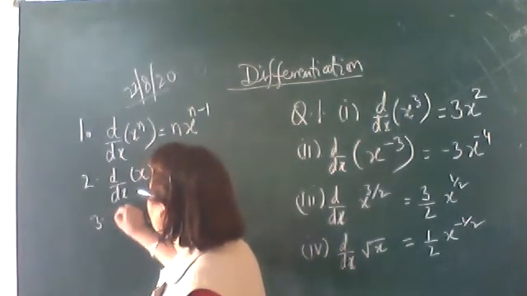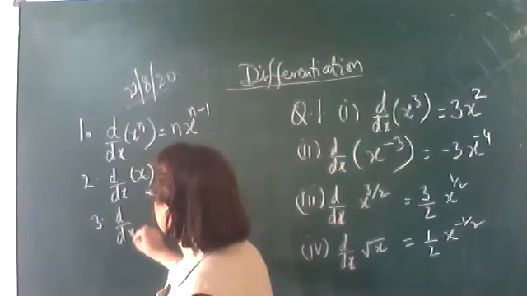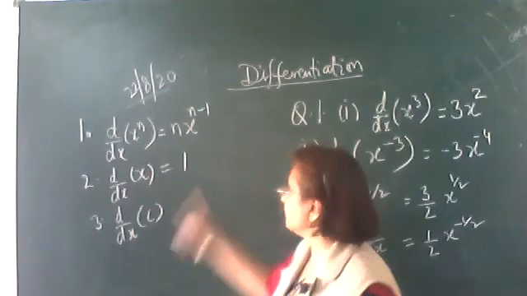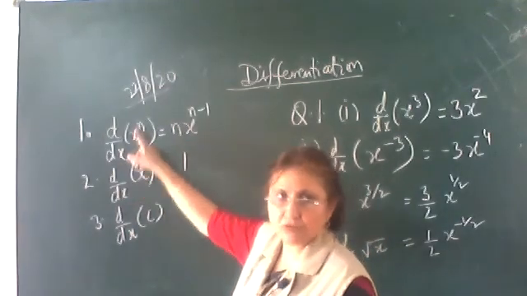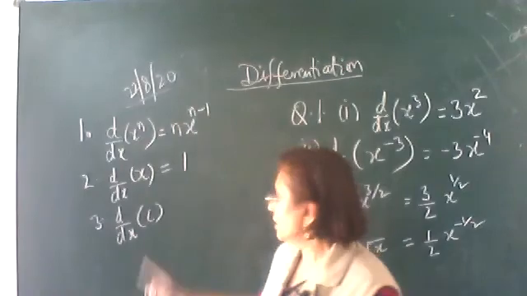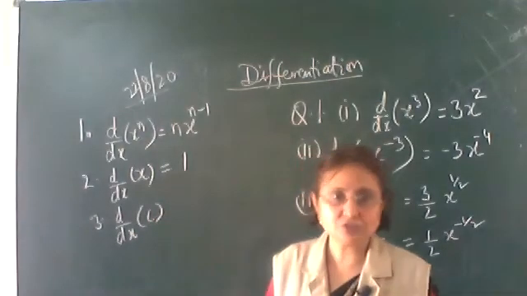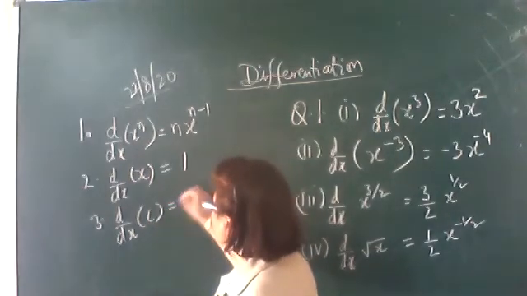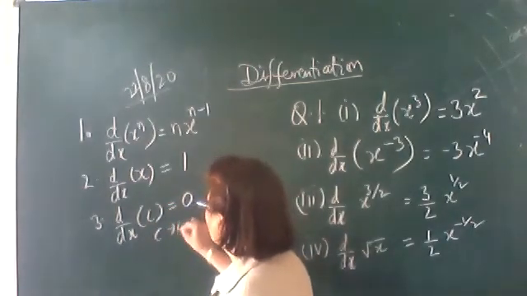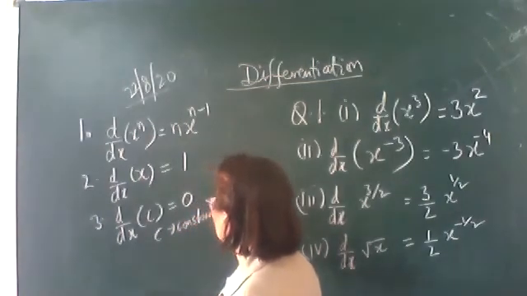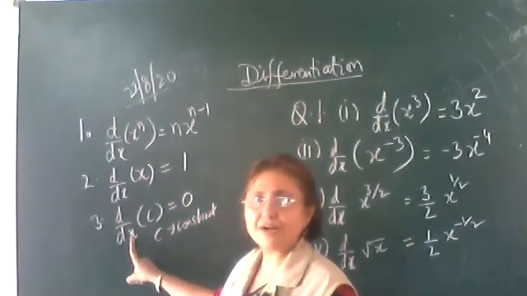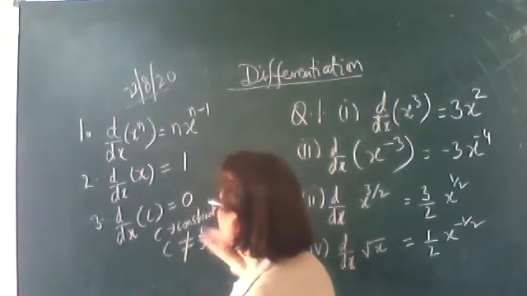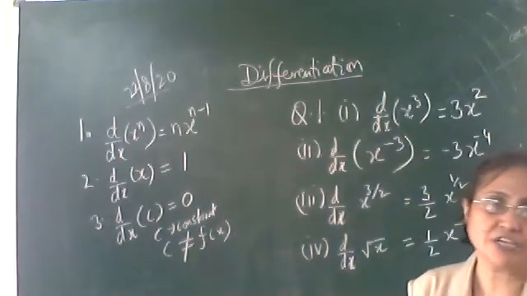Okay, next formula. d by dx of a constant quantity. Constant means it is not a function of x. Here we are finding out dy by dx. y should be a function of x. Now let this y be constant. C here is constant, which is not a function of x. Now what do you mean by constant over here? It should not be a function of x. So the d by dx of a constant quantity is 0.